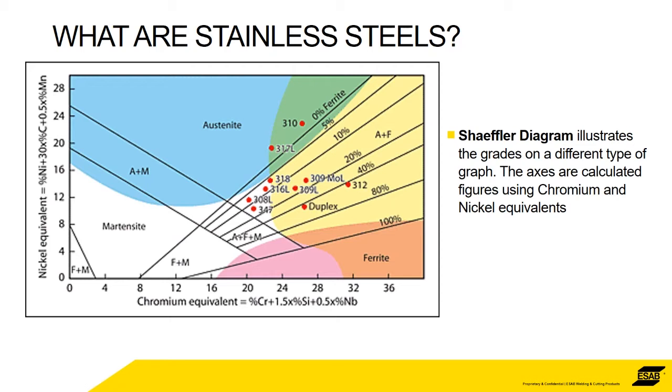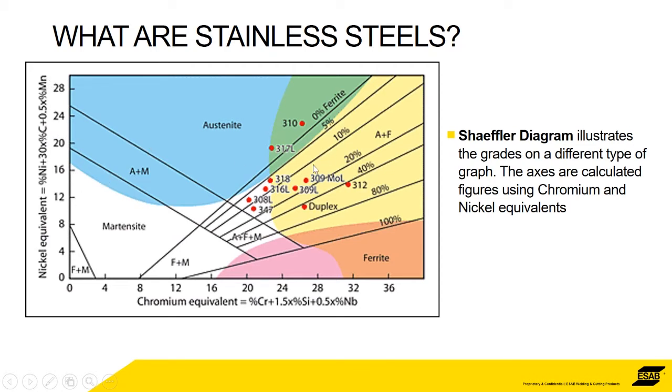So it's not just chromium in itself that has the chromium effect in the alloy. So you also get some effect. Basically the same kind of things happen with silicon and niobium. So there's a formula there, so you just come out with a number. So the chromium equivalent is 28, 32, whatever. And the same with nickel equivalent. So things that have a similar effect to nickel in the alloys are carbon and manganese. So again, come out with a number.